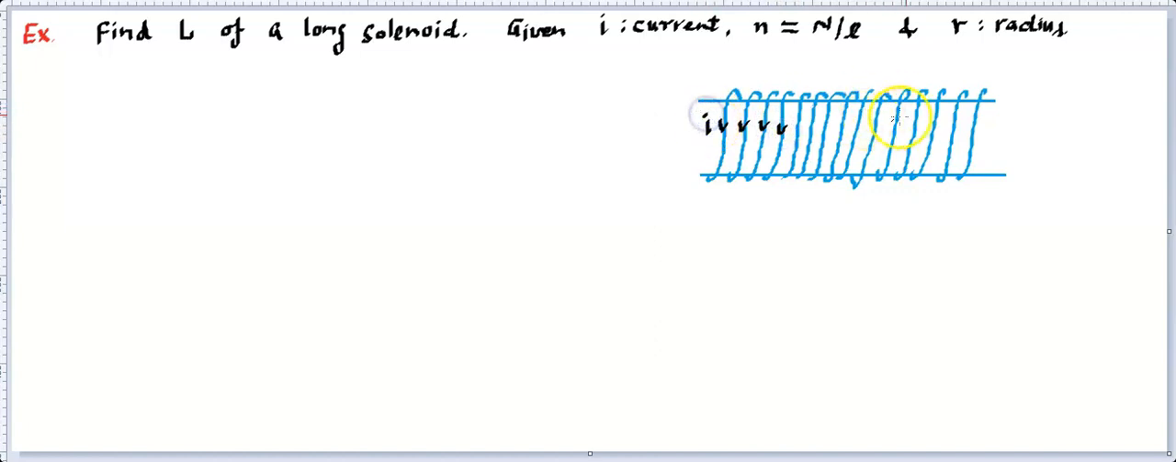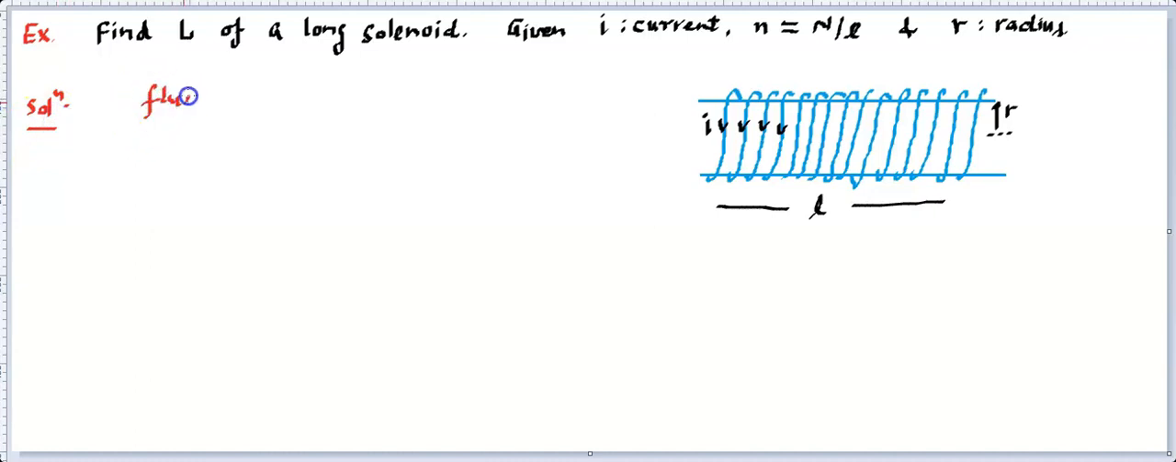Let me show this. The radius means this is the radius, and the length is this dimension. These numbers are given to us. We need to find the self-inductance. So first of all, we need to find the flux through this solenoid because of the current in that solenoid. So the solution will be like this.